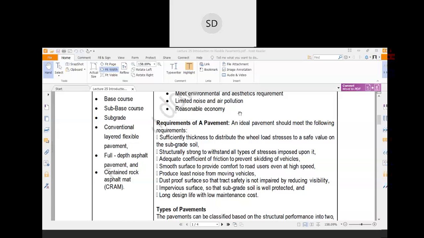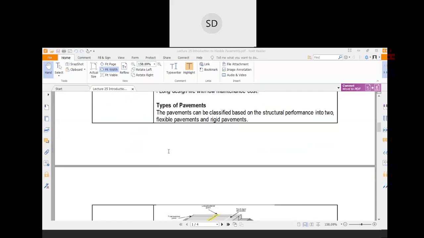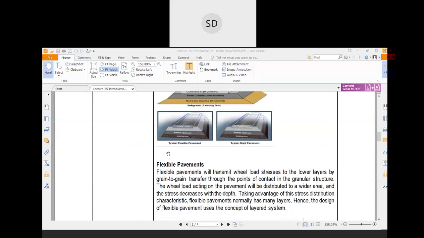Then long design life with low maintenance. So these are the requirements of a pavement. Now, if we discuss the types of pavement, there are primarily two types of pavement. One is flexible pavement and another one is rigid pavement.